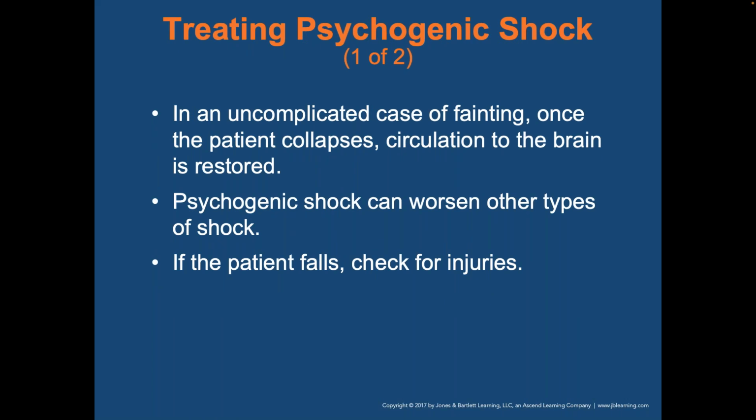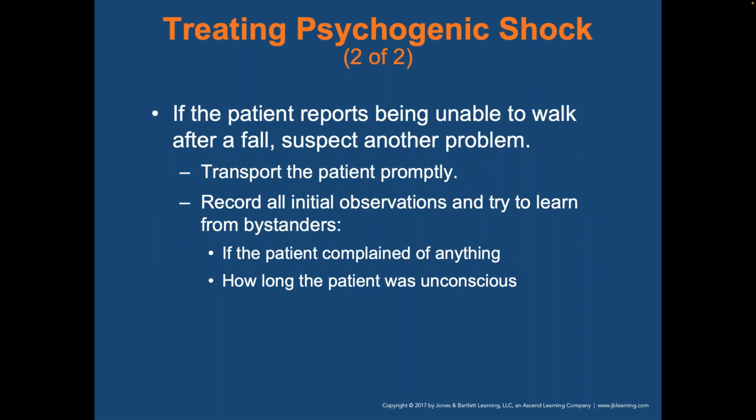Psychogenic shock is an uncomplicated case of fainting. Once the patient collapses, circulation into the brain usually is restored by that point. If the patient does happen to fall, you want to make sure that you're checking for injuries. And psychogenic shock can also worsen other types of shock that are currently within the system. If the patient reports being unable to walk after a fall, suspect another type of problem. Transport the patient, record all initial observations, and try to learn from the bystanders.